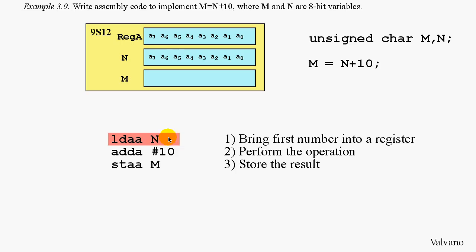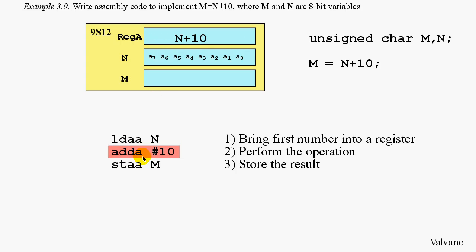Again, the first step is to bring n into a register. We have chosen register A because it's 8 bits and matches the size of the variable n. The load A instruction will copy the value of n into register A.